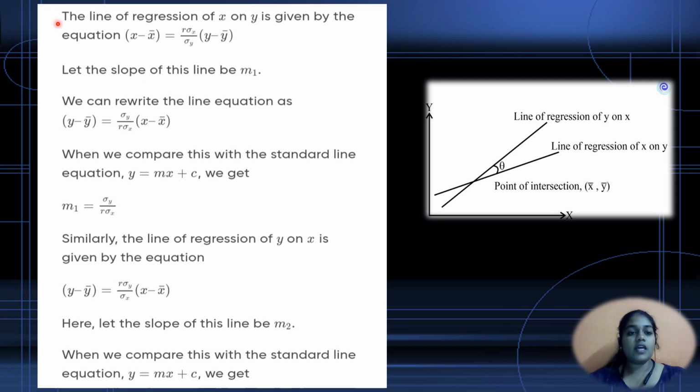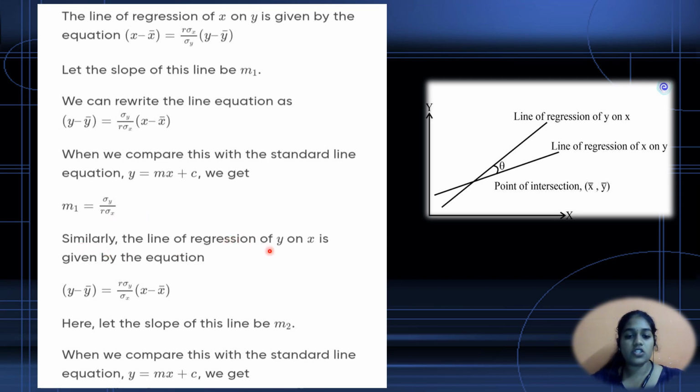Coming to the formula, the line of regression of x on y is given by the equation x minus x bar is equal to r sigma x divided by sigma y into y minus y bar. Let us represent the slope of this line as m1. We can rewrite the equation as y minus y bar is equal to sigma y divided by r sigma x into x minus x bar. Comparing with the standard line equation, y is equal to mx plus c, we get m1 is equal to sigma y divided by r into sigma x.